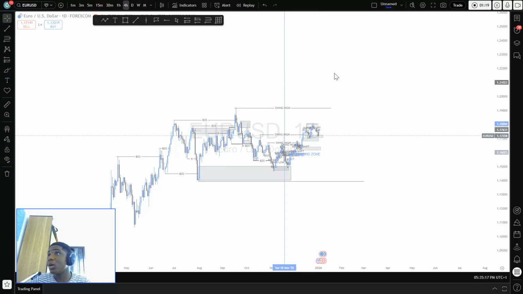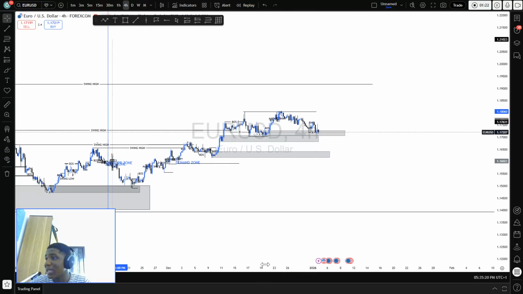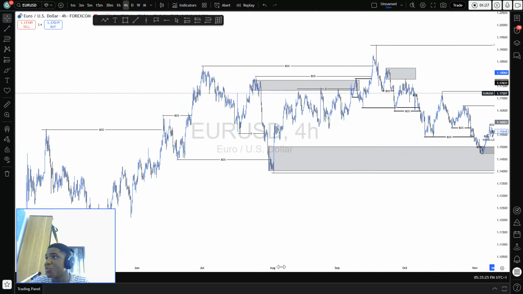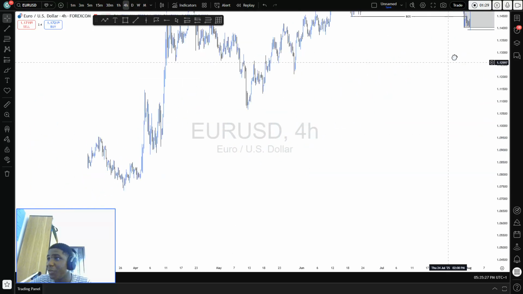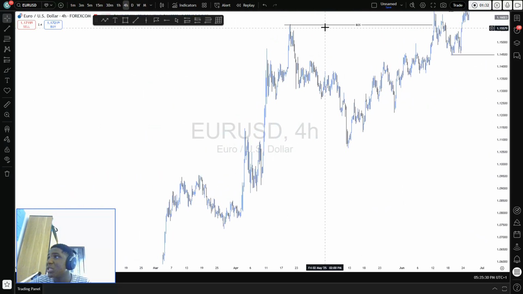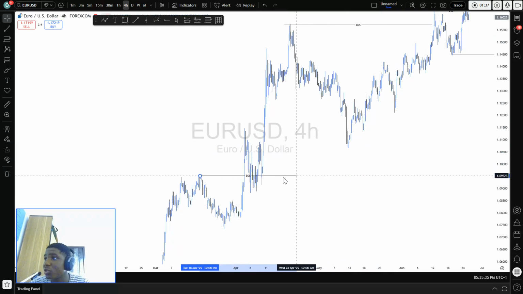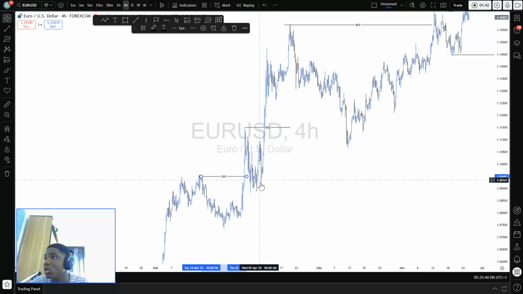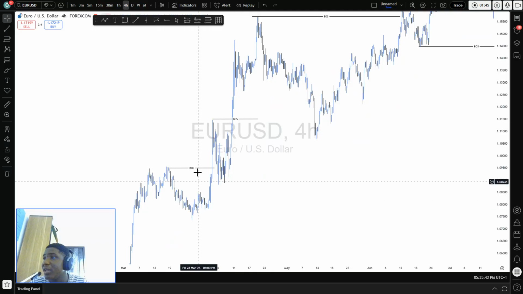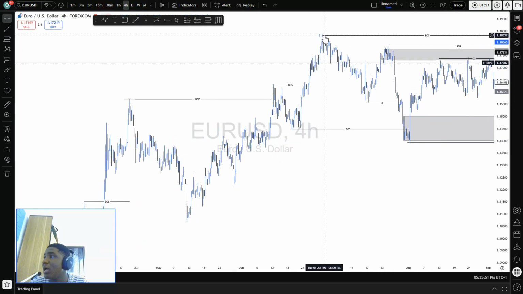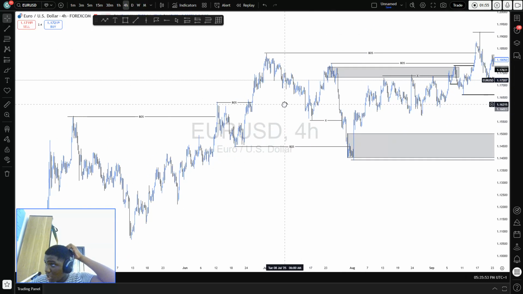Then we go out to our 4 hour time frame to make it clearer. When we go to our 4 hour, it's more exposed and widened. On our 4 hour time frame, as you can see, price has been creating break of structures all the way from this point of interest to the upside. So let's place higher high, higher high, lower high, higher high, lower high, higher high, lower high.